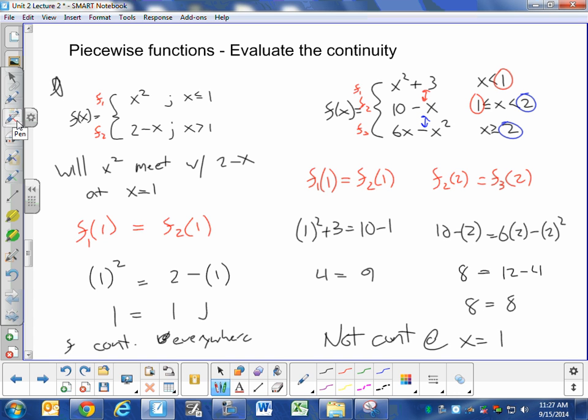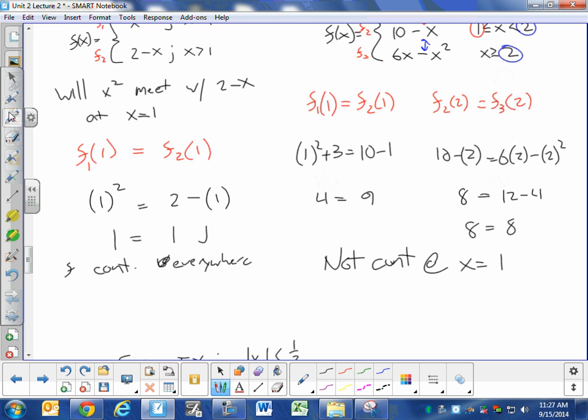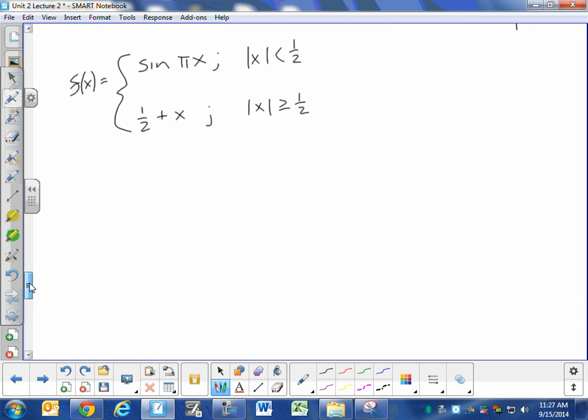You could also graph these, but it's essentially the exact same thing as what we're doing right here. So if you want to graph and see visually that you're jumping, and of course, not continuous at x equals 1, that's the location of a jump. If you want to see that jump, graph it. Just maybe not necessarily if you think about the functions that you're dealing with. Okay, let's look at this guy.